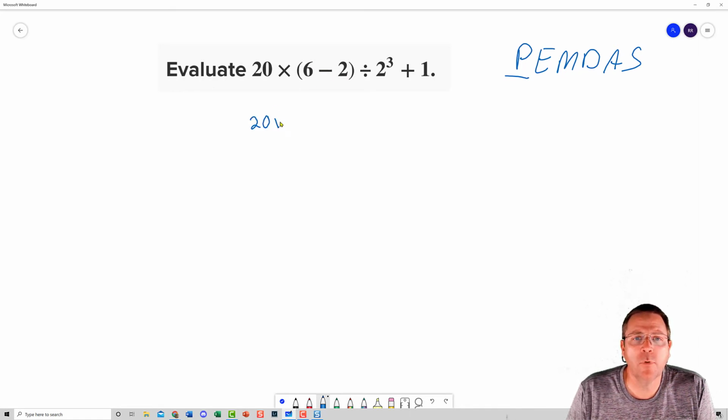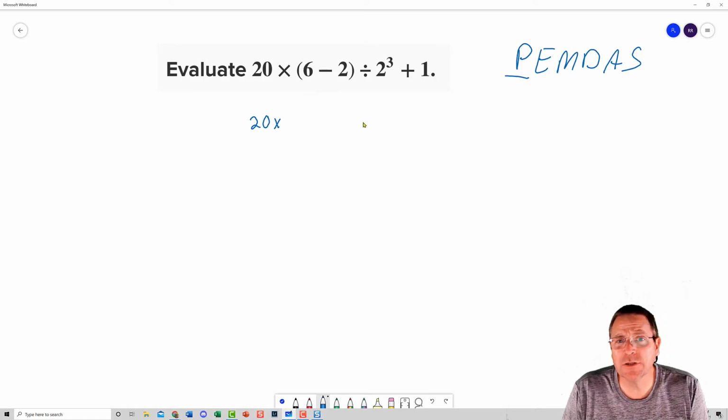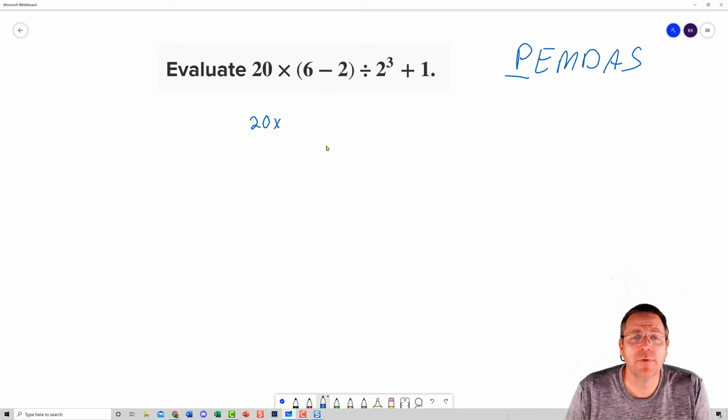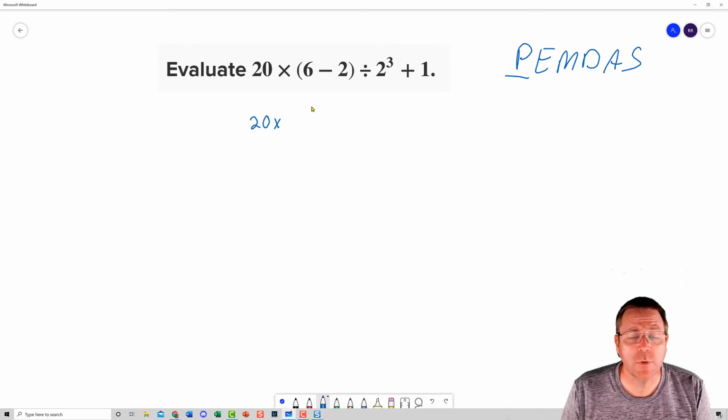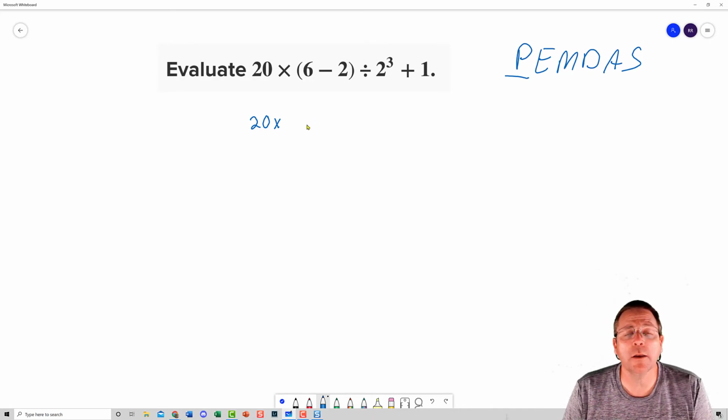Now, something I need to point out is that everything else has to come down. You can't just bring down a piece. You've got to bring down the entire problem. I know it's more writing, but that's the way big kids do it, and it keeps you from losing numbers. When you lose numbers, you get wrong answers. When you get wrong answers, you lose points on tests, and then you cry and tell your parents what a terrible person I am. All because you didn't bring down the numbers like I told you to.